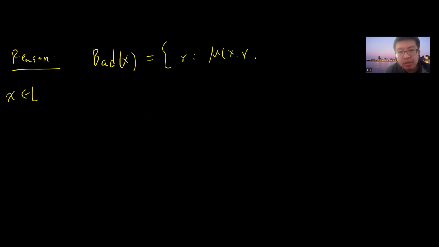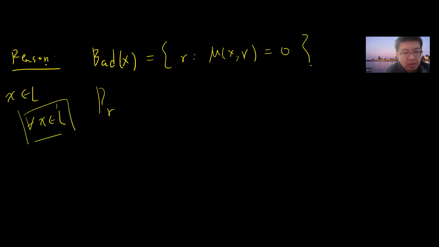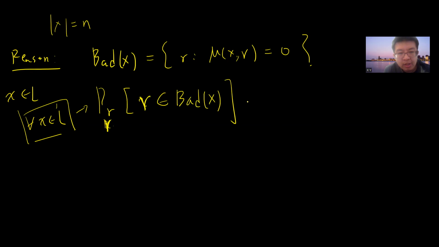The reason is that we can define bad x, right? So bad x means that, let's say x belongs to L, bad x is the set of R such that M(x, R) fails, so M(x, R) gives 0. Then by the previous definition, that means that for every x belonging to L, x has length n, so at most 2 to the n inputs. So the probability of R, small r, you randomly choose R, and R belongs to bad x, is less than or equal to 1 over 2 to the 2n.